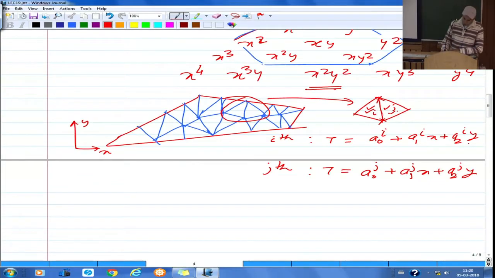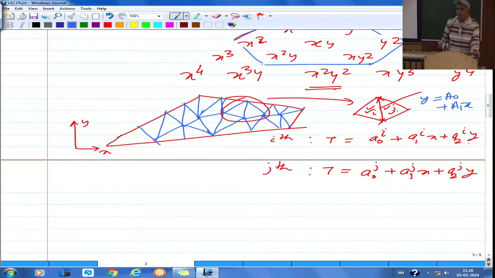And now if we want to evaluate this temperature, say from the ith element along this boundary, this is a straight line, and this straight line will have some equation. Let us say the equation of this straight line is some capital A0 plus capital A1 into x. Either you can write y in terms of x or x in terms of y, because when we go from this point to this point, we are going along a straight line.